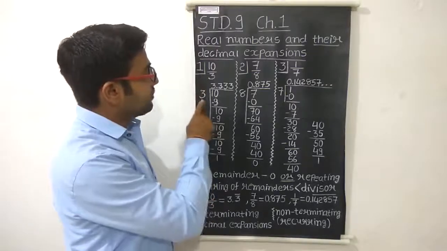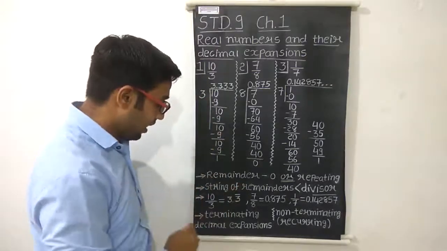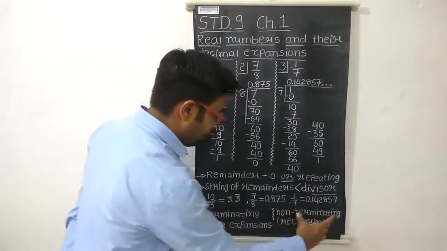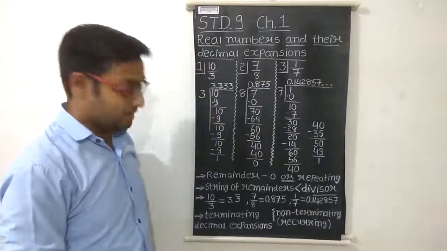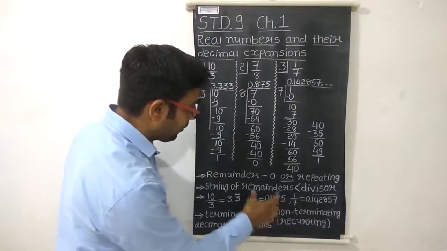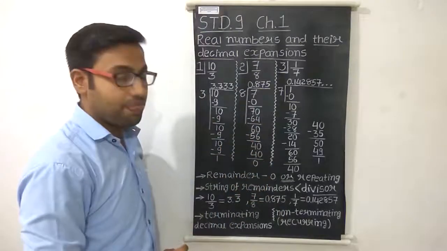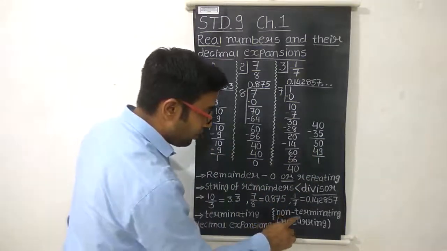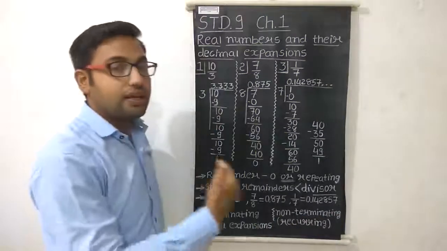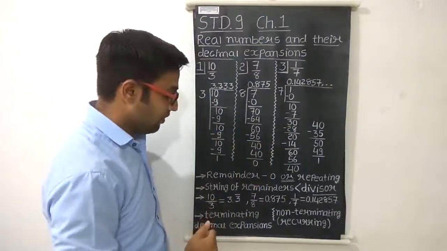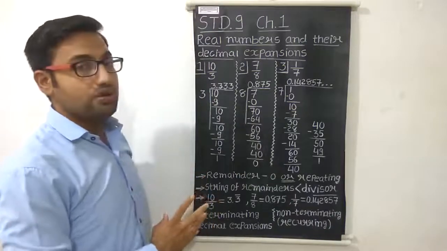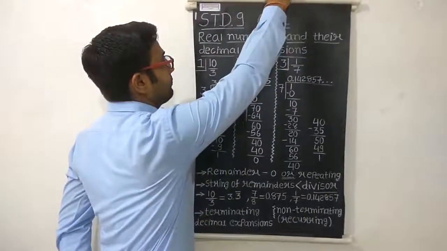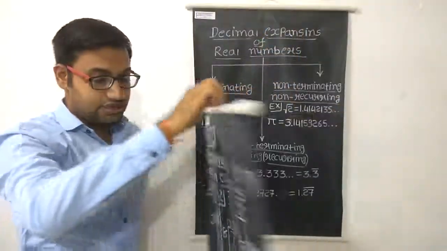So the decimal expansion of rational numbers is either a terminating decimal expansion or a non-terminating repeating decimal expansion. Terminating means the remainder becomes 0, and this is the example of terminating. The first and third are examples of non-terminating recurring. Recurring means to repeat itself, right? So what is the conclusion for real numbers and their decimal expansions? See here, here is the conclusion.